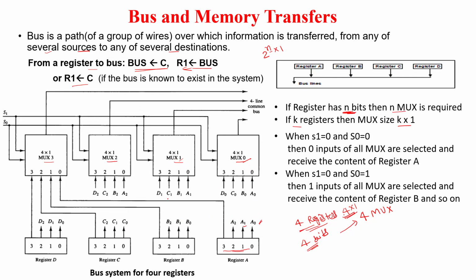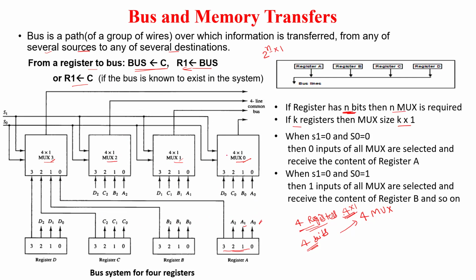And again A2, B2, C2 and D2 will be connected to the mux 2. And A3, B3, C3, D3 are connected to the mux 3. Okay, so these are the connections.